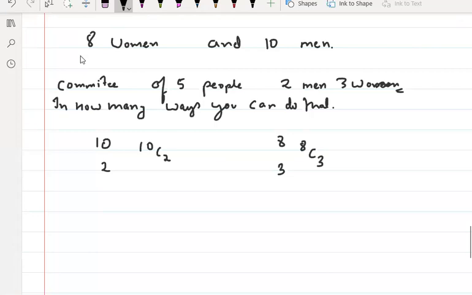You have 8 women. You have to make a committee of 5 people, 2 men and 3 women. So what it would be? Number of ways of choosing 2 men multiplied by choosing 3 women. This should be your answer. After solving this, whatever you get should be your answer. Got it, guys?